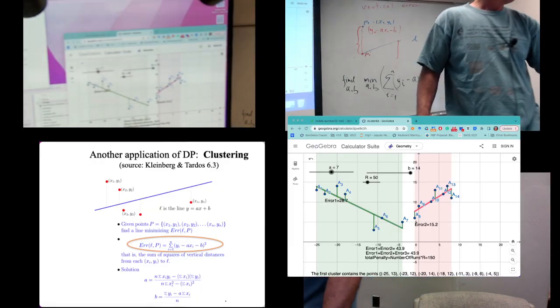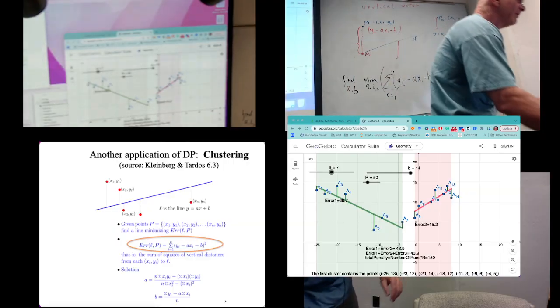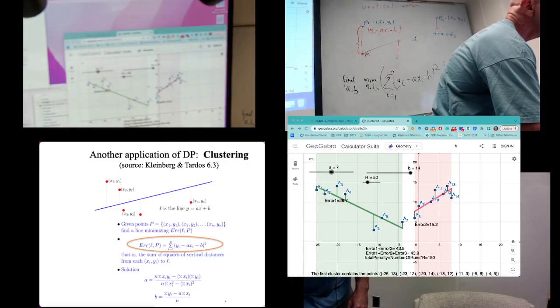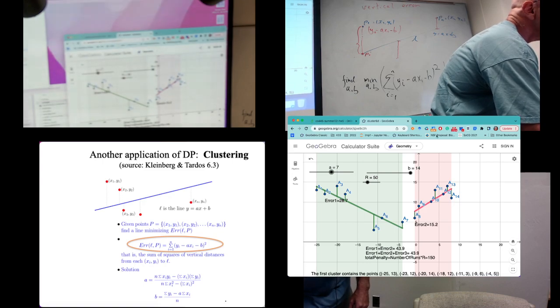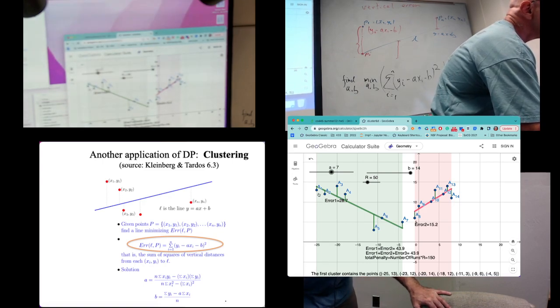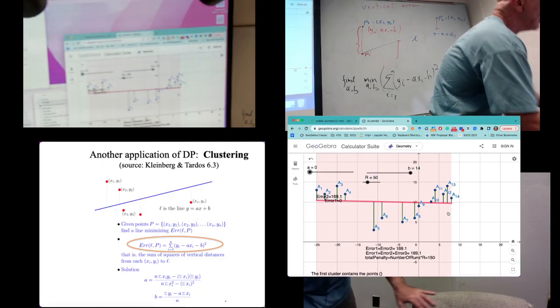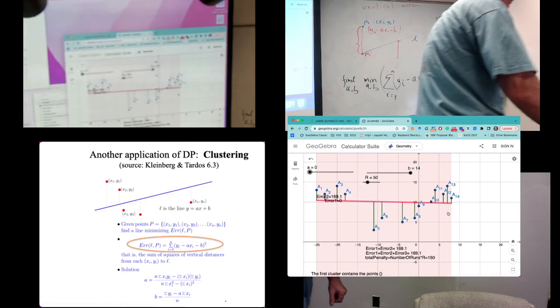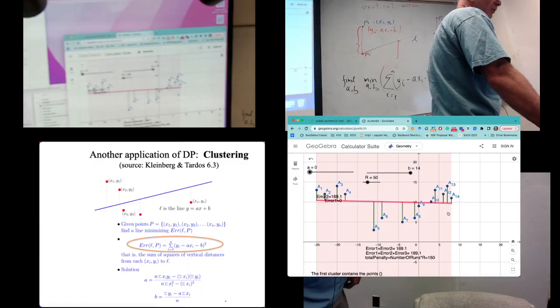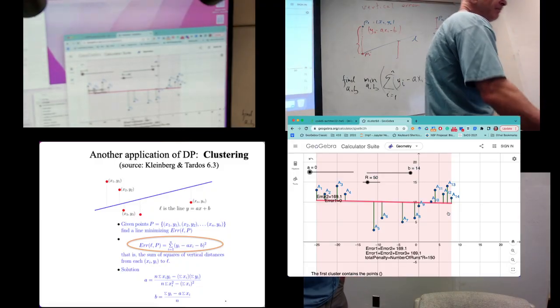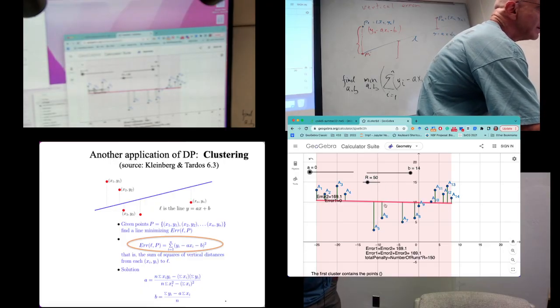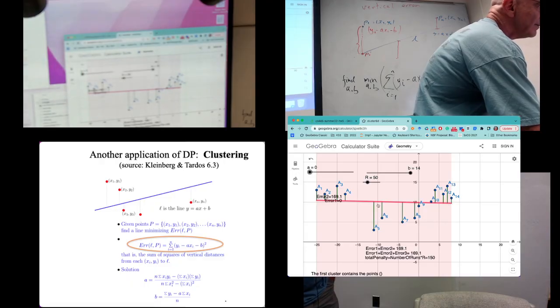So what you see in this beautiful Java GeoGebra applet is, in this case, I'm looking at all the points from A1 all the way to A15. Here we start to talk about material that is relevant to the course. We are looking at all the points from A1 to A14, and we're asking what is the best line that fits all of them.